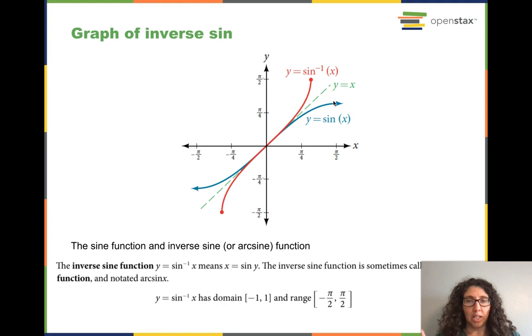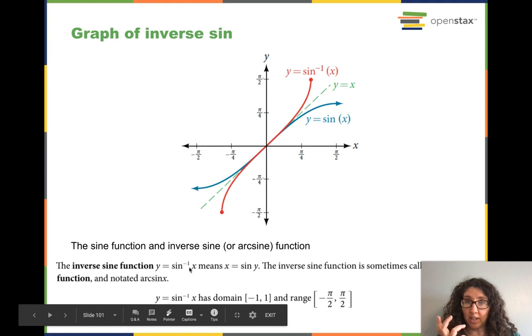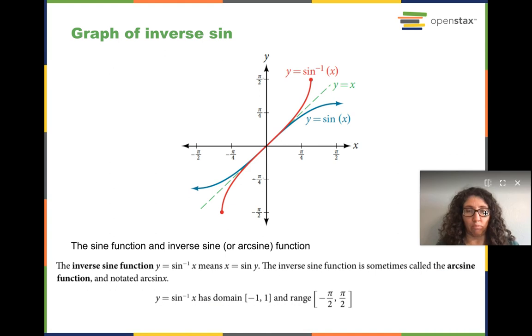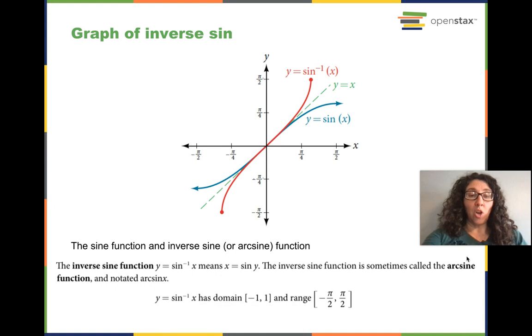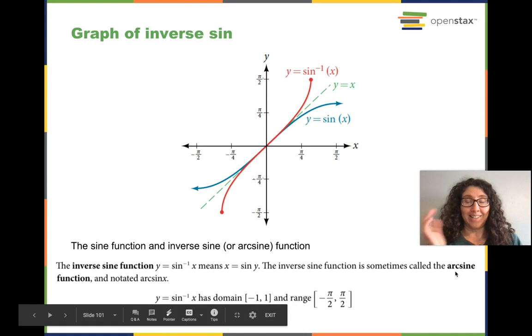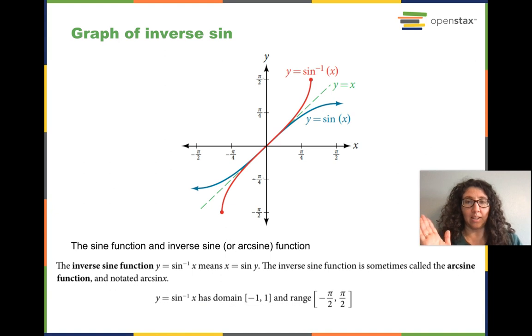And we can see that the graph of the inverse sine function is also 1 to 1, which we'd expect. So something important. Here's how we write inverse sine, just like we did with general inverse functions. However, for some reason, I don't know why, sometimes we call this the arc sine. It's the exact same thing. There's no difference. It's just a different way of saying the exact same thing.